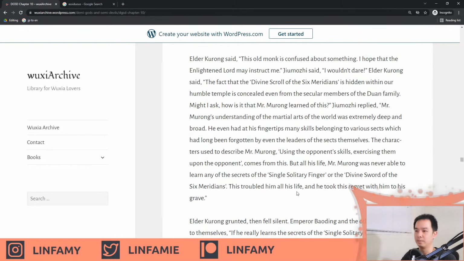Jiamotsu replied, Mr. Murong's understanding of the martial arts of the world was extremely deep and broad. He even had at his fingertips many skills belonging to various sects which had long been forgotten by even the leaders of the sects themselves. The characters used to describe Mr. Murong, using the opponent's skill, exercising them upon the opponent, comes from this. But all his life, Mr. Murong was never able to learn any of the secrets of the Yi Yang finger or the divine sword of the 6 meridians. This troubled him all his life, and he took this regret with him to his grave.